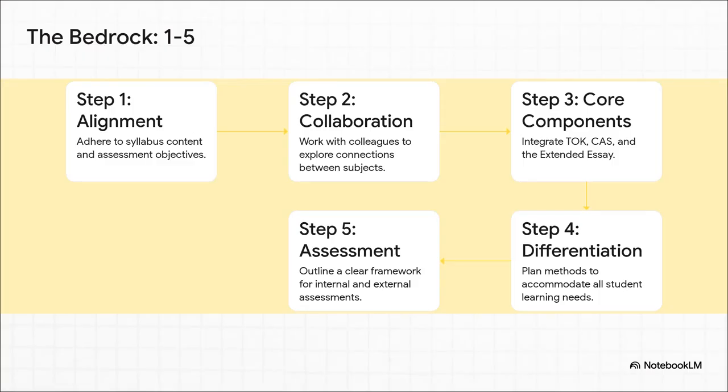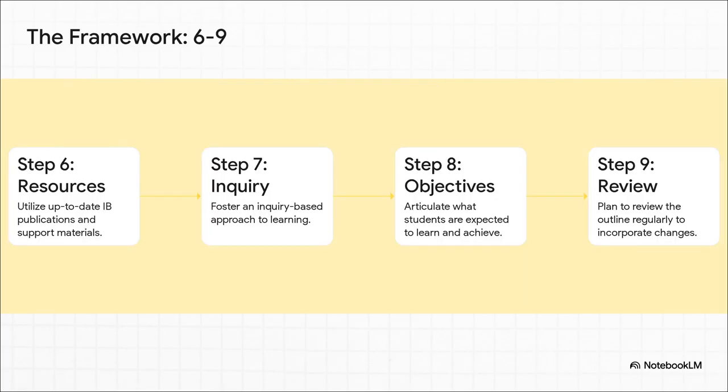Okay, these first 5 principles, they're the bedrock. It all starts with being perfectly aligned to the IB subject guide. That's non-negotiable. From there, you branch out. You work with your colleagues, you weave in the DP core, you plan for all the different learners in your room, and you map out a crystal clear assessment plan. And the final 4 principles, this is what ensures your course stays alive and kicking. You have to be using the latest resources, not last year's guide. Learning has to be driven by real questions, by inquiry, not just memorizing facts. Your students need to know exactly where they're headed with clear objectives. And, maybe most importantly, this outline isn't a statue. It's a living document that you're constantly revisiting and improving.